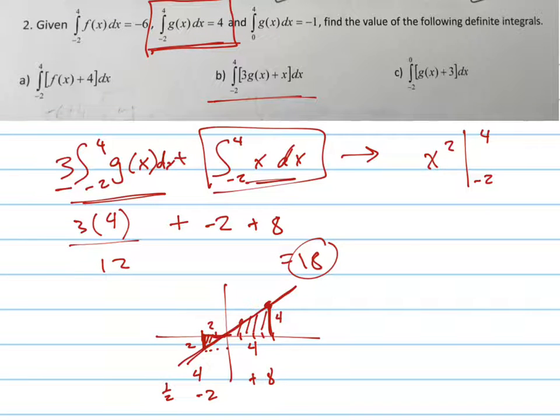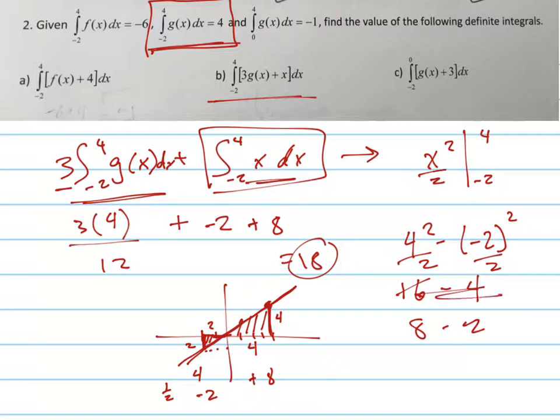So now when I plug in 4 squared minus -2 squared, that's 16 minus 4. Sorry, I did this wrong. It's x squared over 2, not x squared. So it's over 2, so that's 8 minus 2, which is 6. And that's what I had here, -2 plus 8, which was 6.